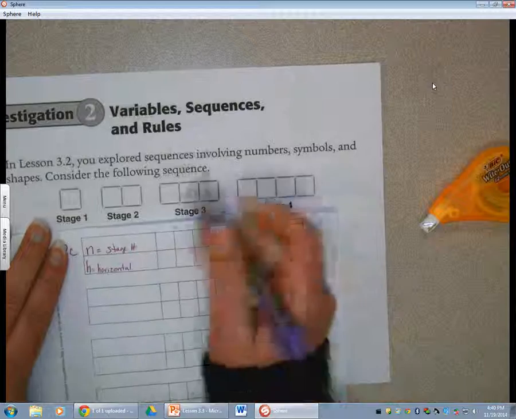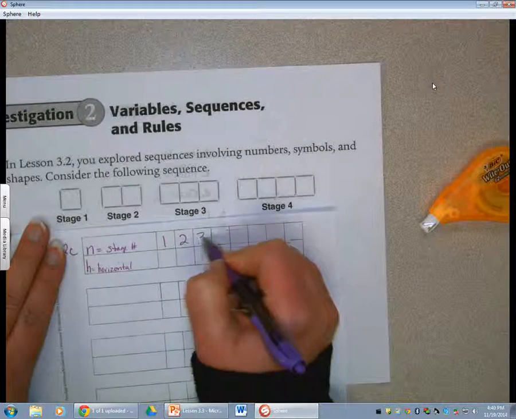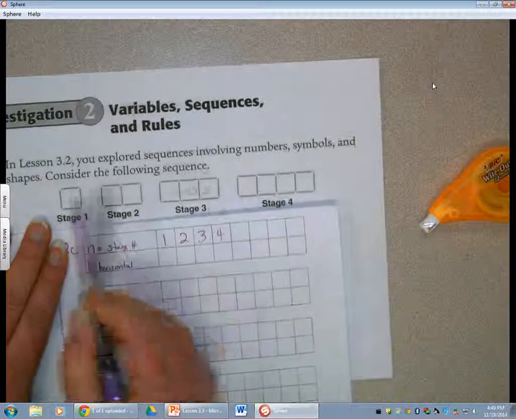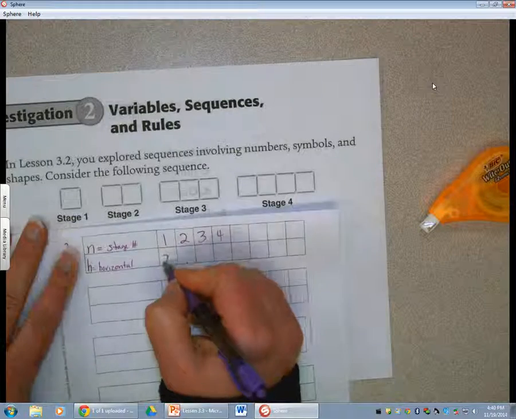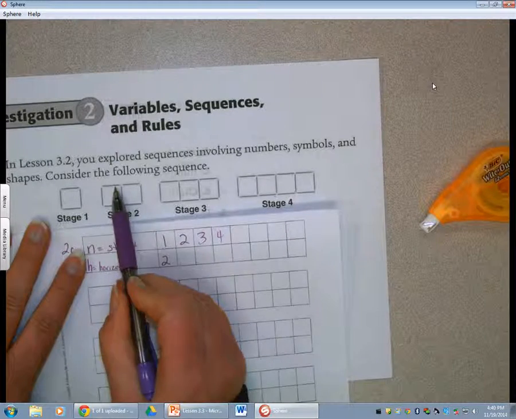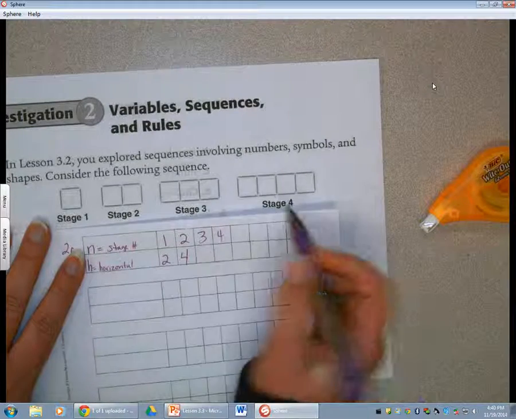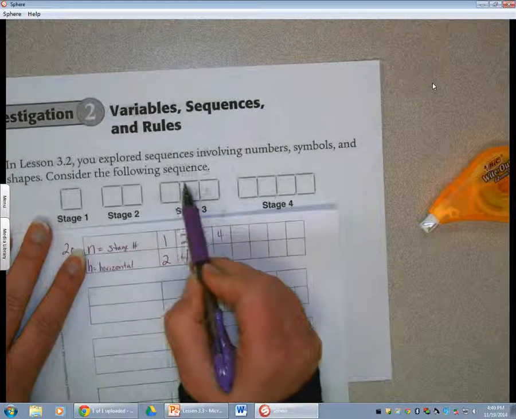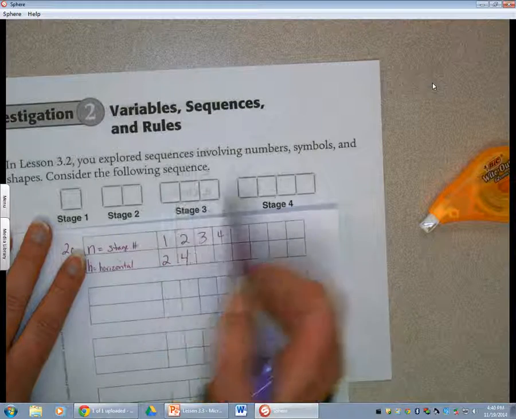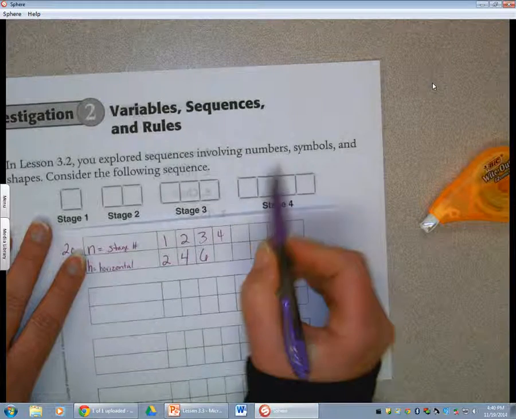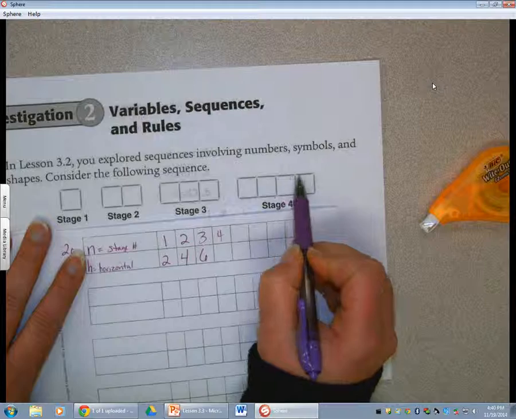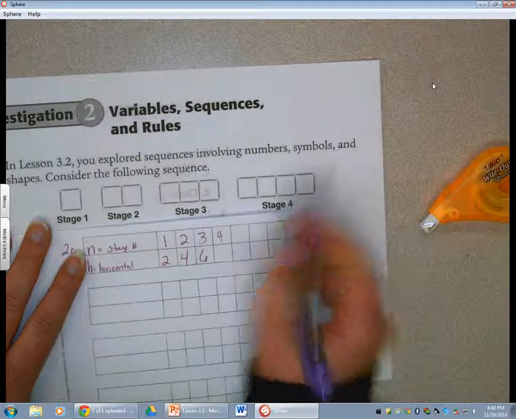So we have our 4 stages. Now we're talking horizontal. Stage 1 has 2. Stage 2 has 1, 2, 3, 4. Stage 3 has 1, 2, 3, 4, 5, 6. And stage 4 has 1, 2, 3, 4, 5, 6, 7, 8.